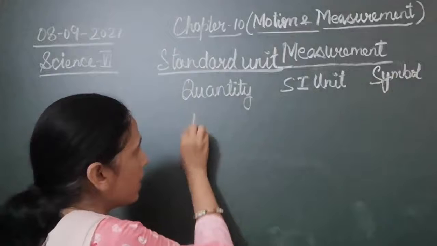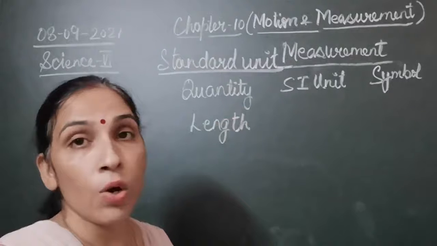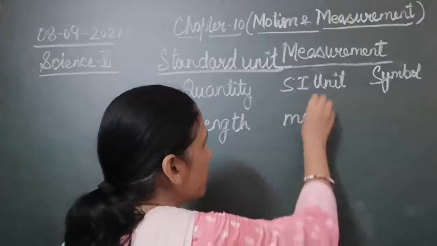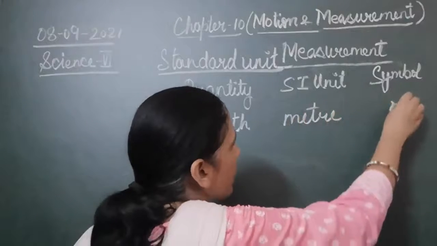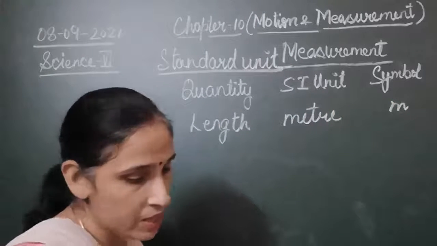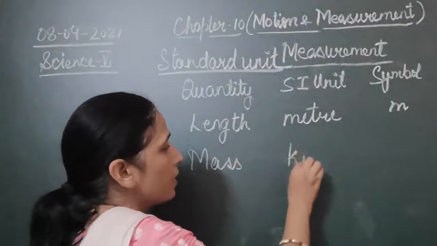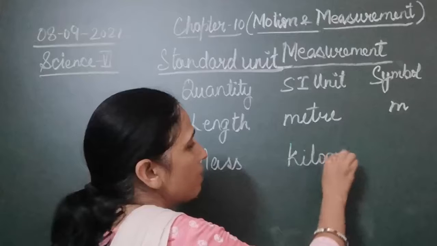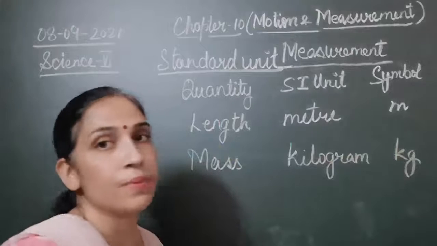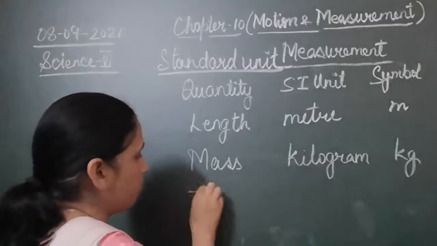That is quantity. Like length, we have to measure length. Length is measured in meter. We'll write here meter, and the symbol is m. Then we have mass. Mass we measure in kilogram, and the symbol is kg. Fine. So we can write it like this, kg. Then time.